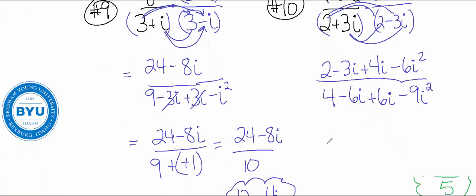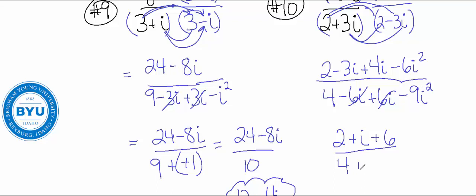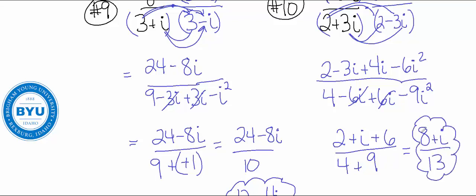Okay. Let's simplify this here. Let's see. This is going to be 2. Negative 3i plus 4i, that's plus i. And that's minus 6i squared. Remember, this is just negative 1. So it's going to be plus 6 all over 4. This stuff cancels out. And this is negative 9, but it's going to be times negative 1 because i squared is negative 1. So that's actually plus 9. So 2 plus 6 is 8 plus i over 13. And that's our answer. And notice, we don't have an i in the denominator, so we are done.